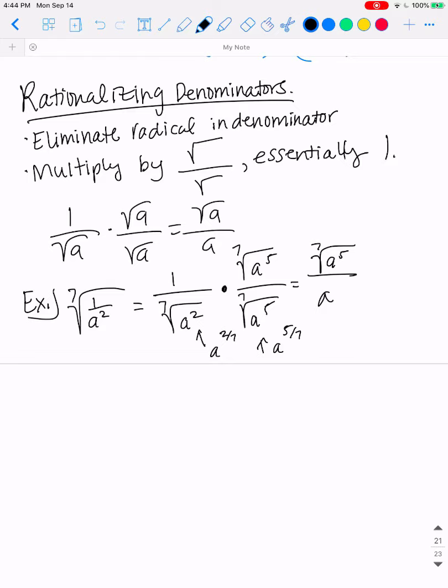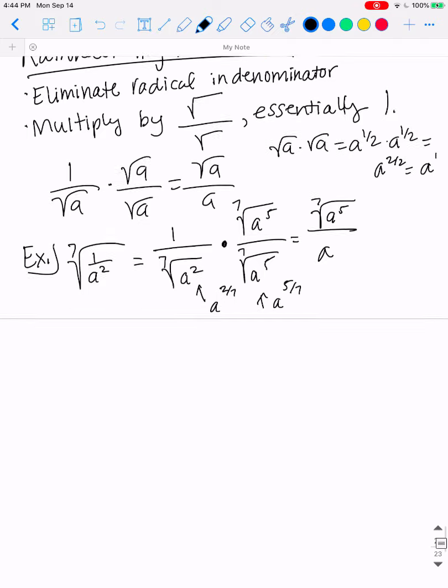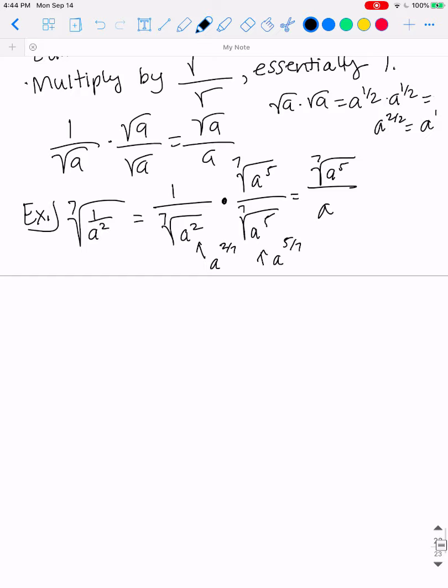Here it's like 1 over square root a. We're going to multiply it by square root a over square root a. That means it's going to be square root a times square root a, which is like a to the 1/2 times a to the 1/2. So we add the exponents, so that's a to the 2/2, which is a to the 1st, which is just a.